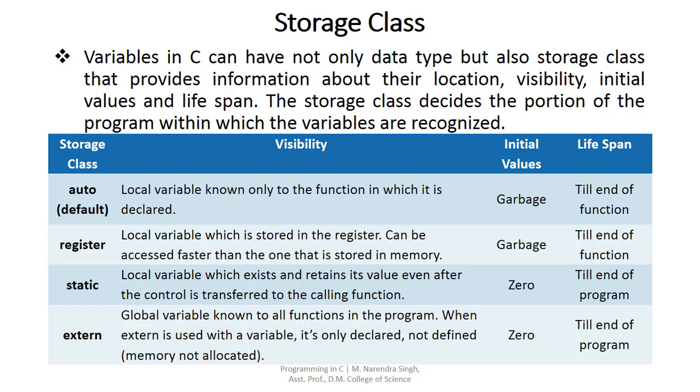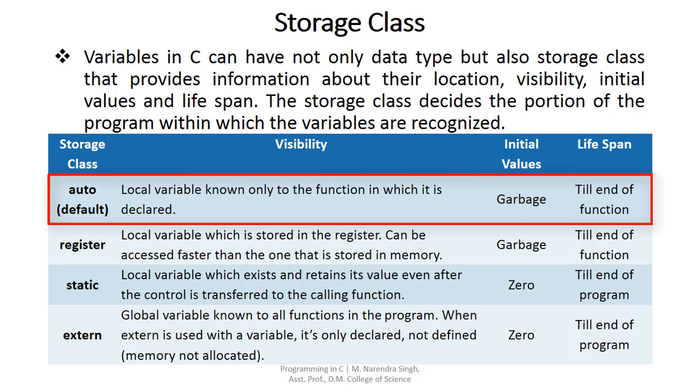Variables in C can have not only a data type but also a storage class that provides information about their location, visibility, initial values, and lifespan. The storage class decides the portion of the program within which the variables are recognized. The first storage class is auto, meaning automatic. It is the default storage class. That means if we don't specify any storage class, then it is by default the auto storage class.